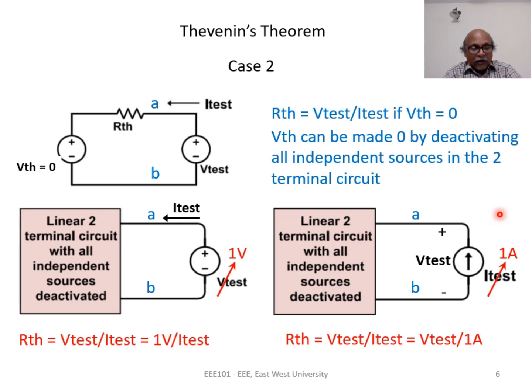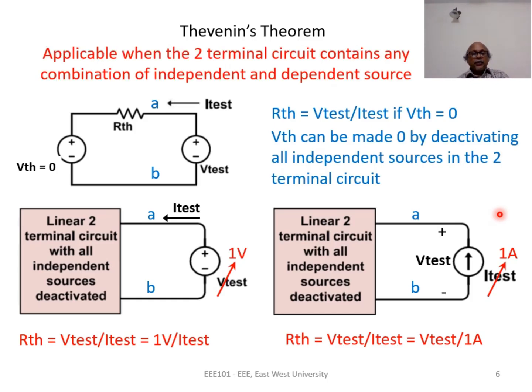convention. Finally, we want to know in which circuits can we apply case 2. Actually, case 2 is applicable for all combinations of independent and dependent sources. We can apply case 2 if the circuit contains only independent sources. We can apply case 2 when the circuit contains both independent and dependent sources. And we can also apply case 2 when only dependent sources are in the two-terminal circuit. So we can say that case 2 applies always.